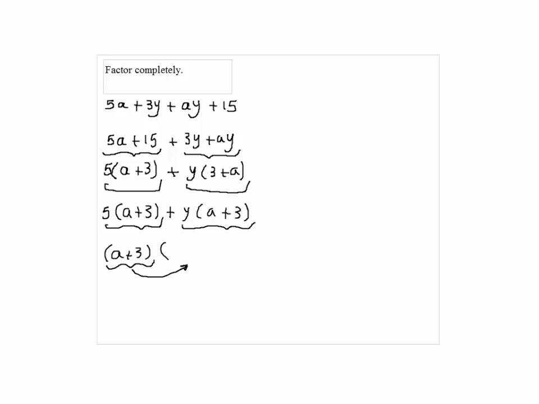As you see, between these two terms we have a plus 3 or 3 plus a, exactly the same. So I can make both of them to be a plus 3. And then I would factor a plus 3 out between these two terms.